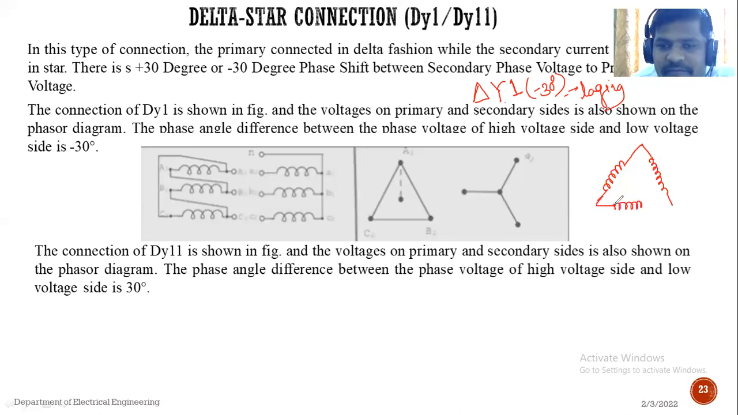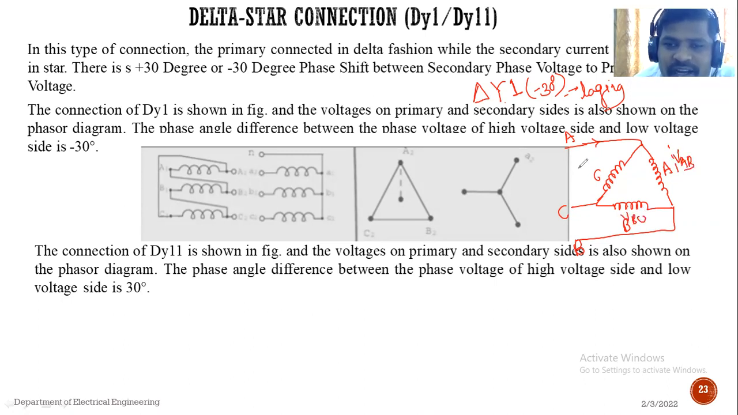Suppose it is connected to a supply having phases: A phase, B phase and C phase. Here it is A phase, here it is B phase, and here it is C phase. So the voltages between those phases are VAB, VBC and VCA.